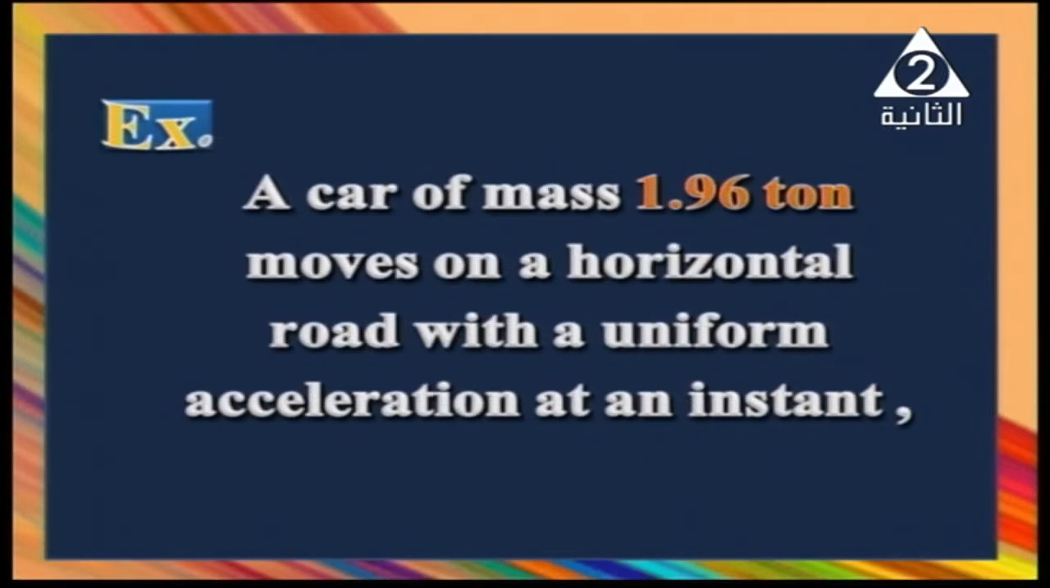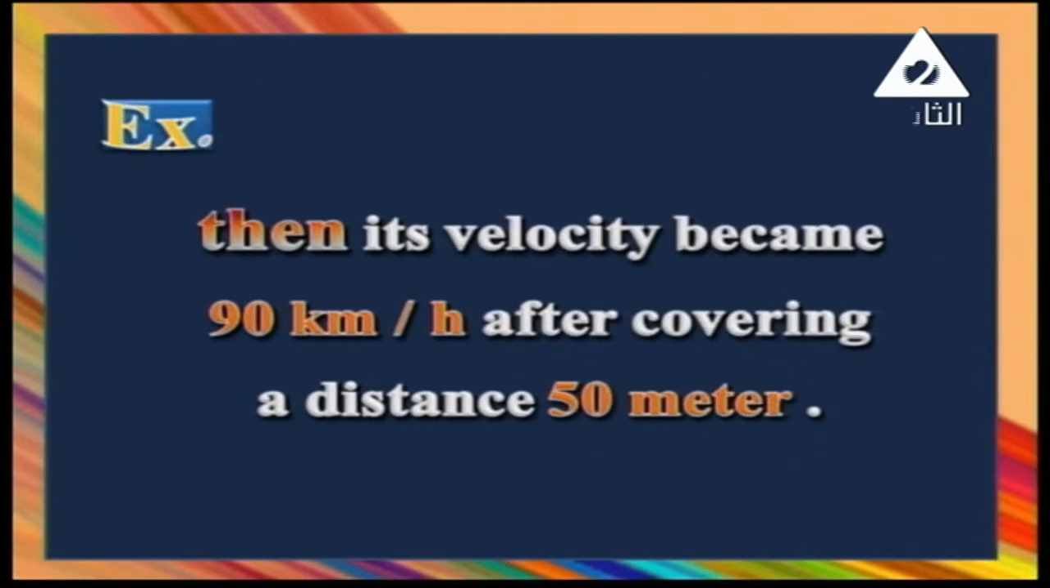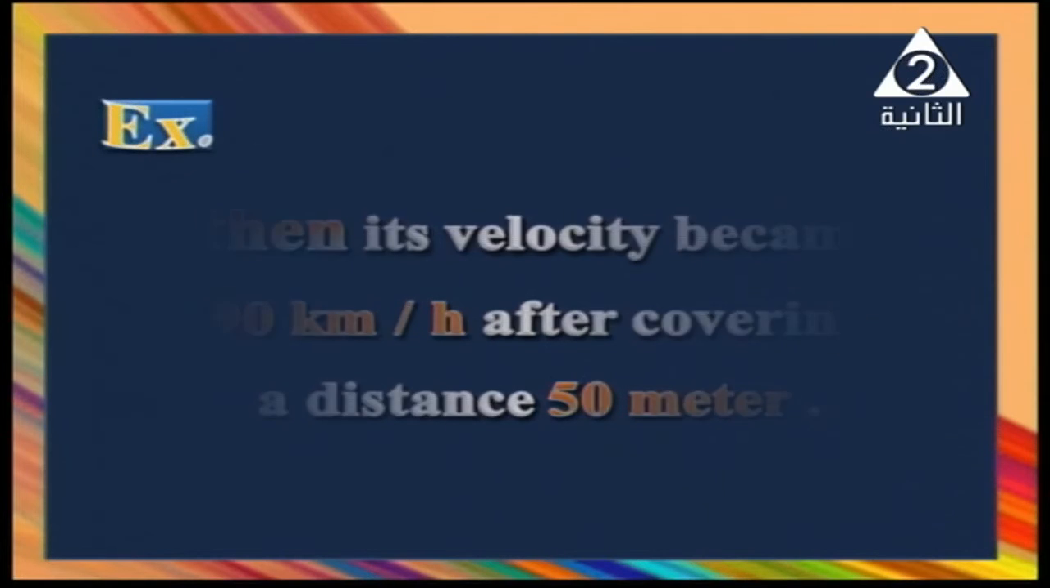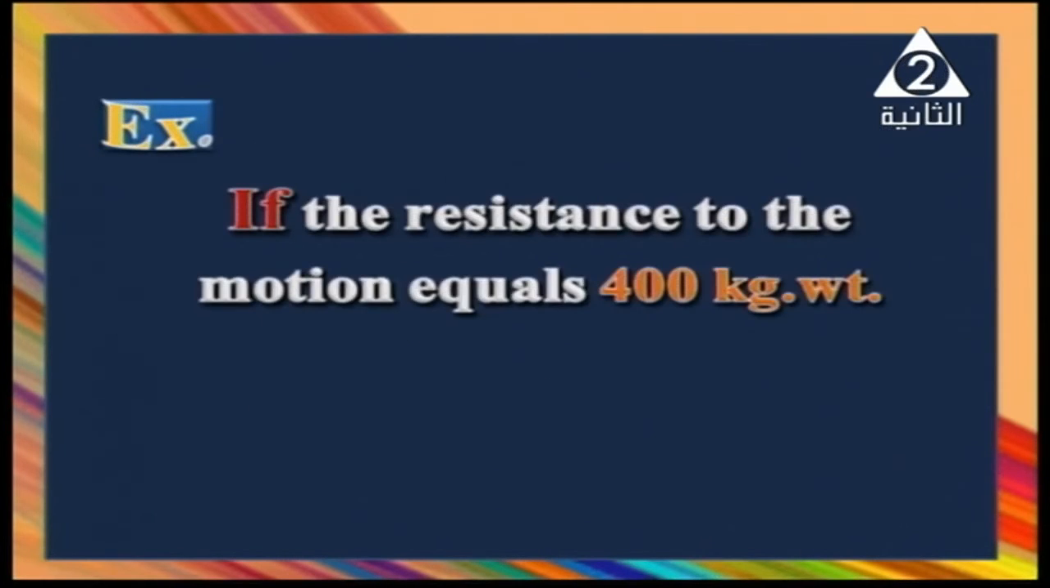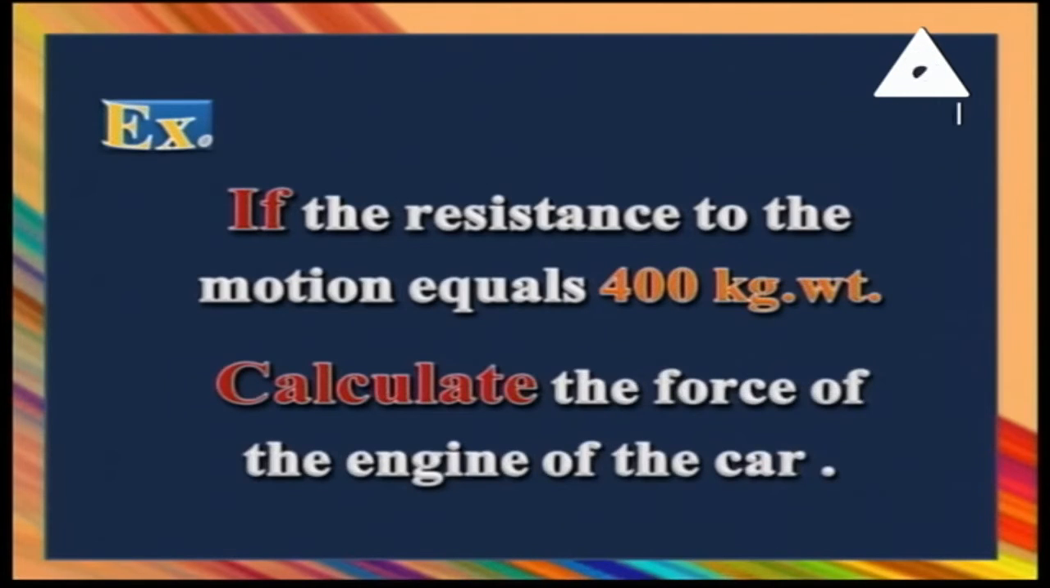A car of mass 1.96 ton moves on a horizontal road with a uniform acceleration. At an instant, its velocity became 90 km per hour after covering a distance of 50 meters. If the resistance to the motion equals 400 kg weight, calculate the force of the engine of this car.